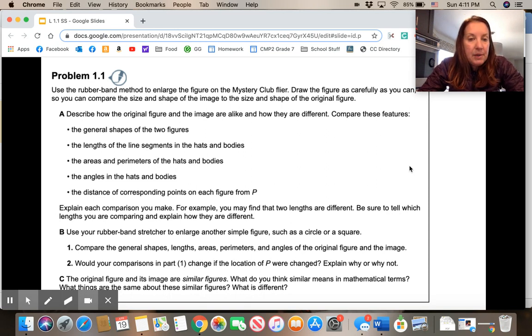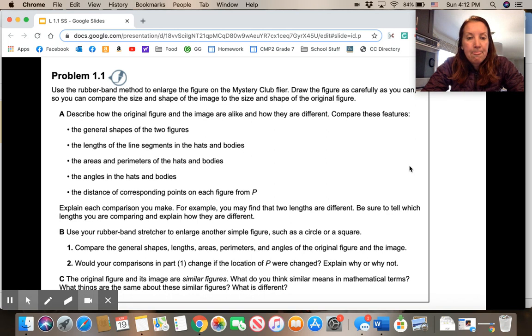B says use your rubber band stretcher to enlarge another simple figure, such as a circle or a square. So you draw your own, then use the rubber band stretcher and see how they are the same or different. Compare the general shapes, lengths, areas, perimeters, and angles. So I think they're wanting you here to see, is the rubber band stretcher making it different in the same way? B2 said, would your comparisons in part 1 change if the location of P were changed? So if you made P closer, how would it change it? If you made P farther away, would it change it?